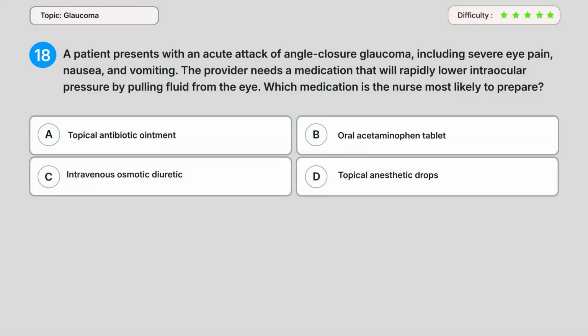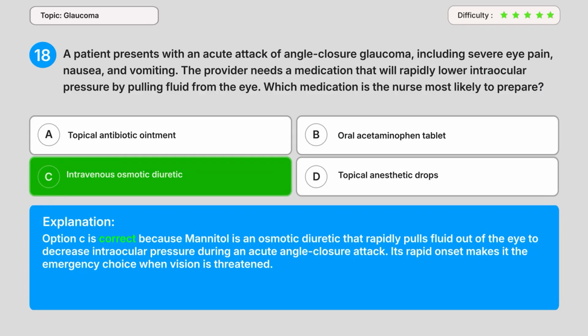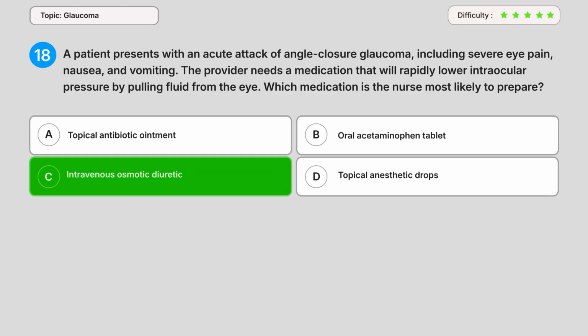Correct answer. C. Intravenous osmotic diuretic. Mannitol is an osmotic diuretic that rapidly pulls fluid out of the eye to decrease intraocular pressure during an acute angle closure attack. Its rapid onset makes it the emergency choice when vision is threatened.